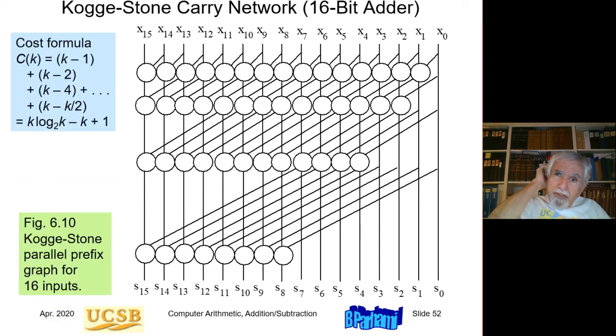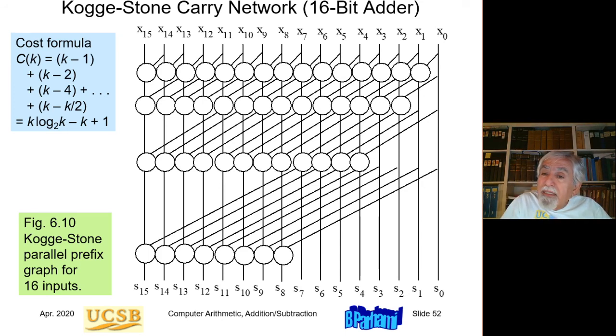So here are the costs. Well, the delay, first of all, is log 2k, 4 levels for 16 bits. Okay, so it's the best possible. The cost formula is basically that summation.